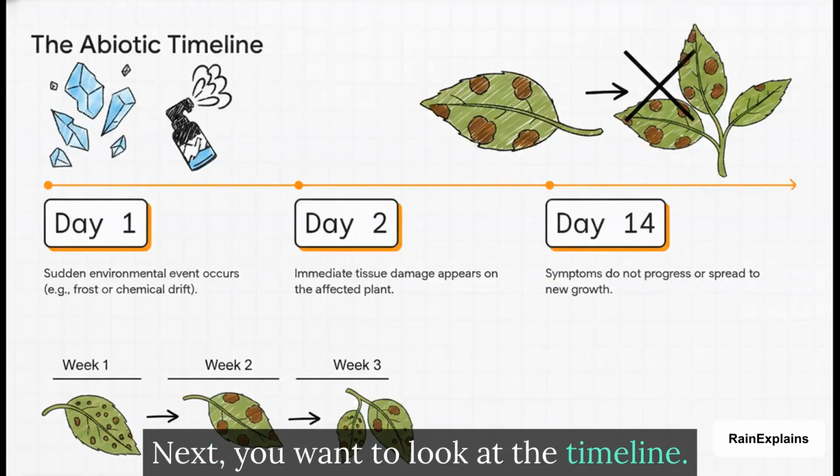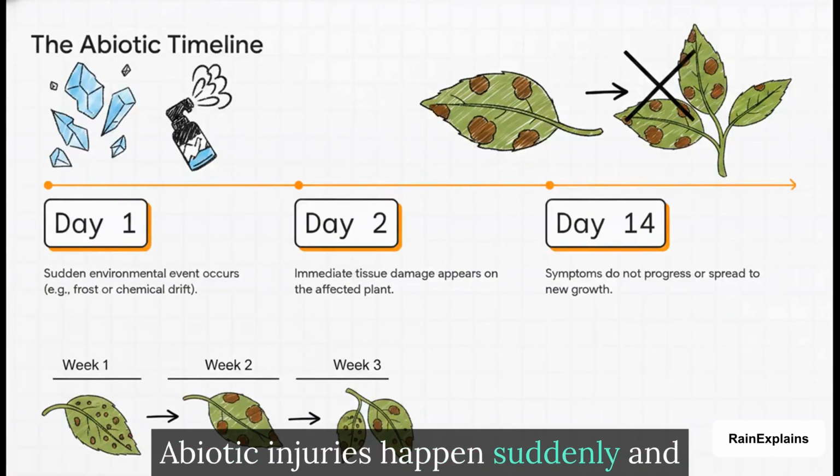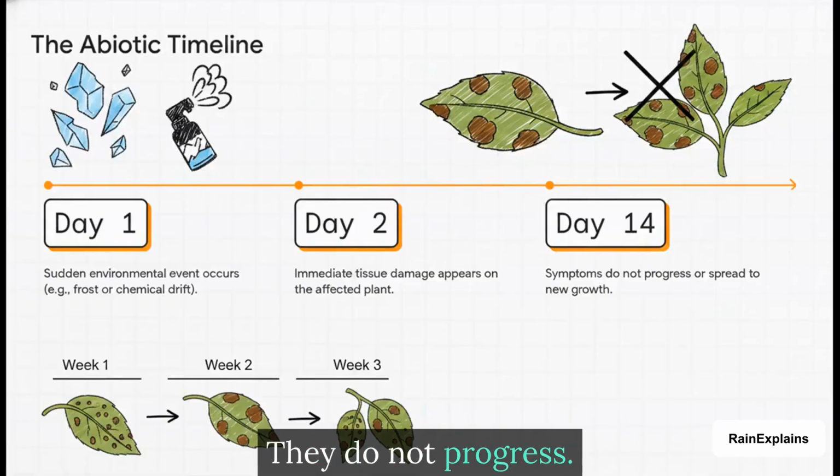Next, you want to look at the timeline. Abiotic injuries happen suddenly, and here's the kicker: they do not progress.